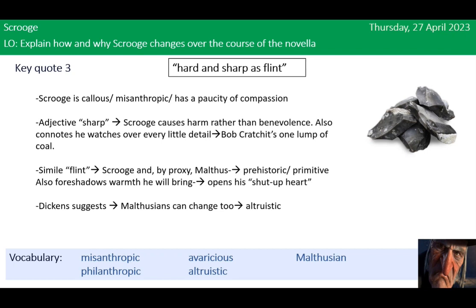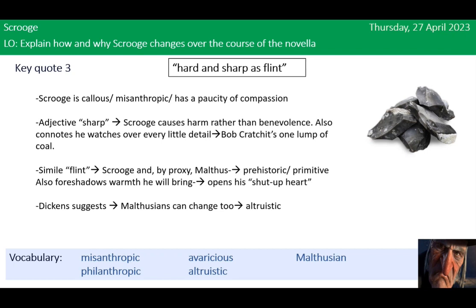It uses like or as to compare one thing to another. So the simile flint shows that Scrooge, and by proxy Malthus, have prehistoric, primitive views. Okay, because cavemen in prehistoric times would have used flint very often. It's associated with primitive time. So comparing Scrooge to Flint makes his views seem primitive and prehistoric, as well as Malthus's.